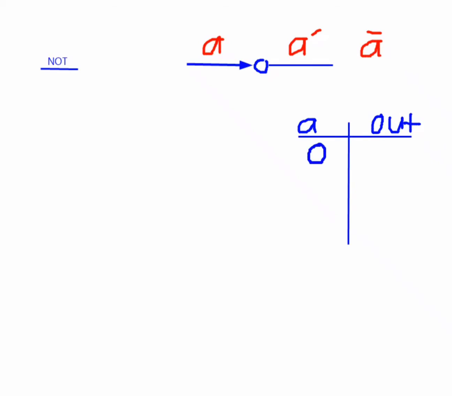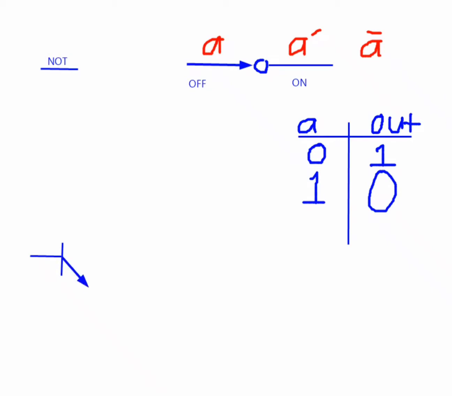If the input has a value of 0, the output will be 1. And if the input has a value of 1, the output will be 0. It's always going to be the opposite. If the input is in the off state, the output will be in the on state.